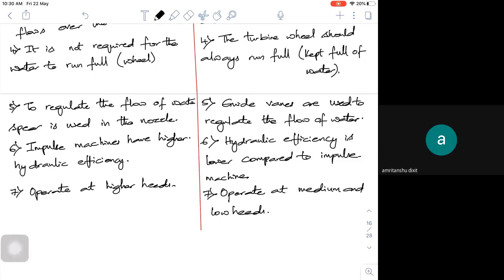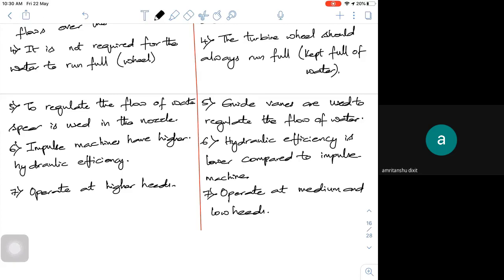Maybe if you want, you can add the examples. So an example for your impulse machine is the Pelton wheel, and for the reaction machine you can give Francis, Kaplan and propeller turbines. So these are some of the other differences. And the major thing we have to look at in an impulse machine is the kinetic energy, and how this kinetic energy conversion takes place in the rotor.